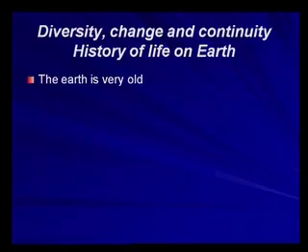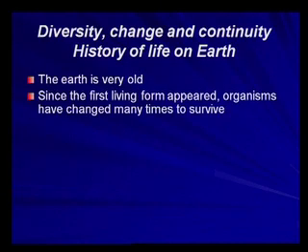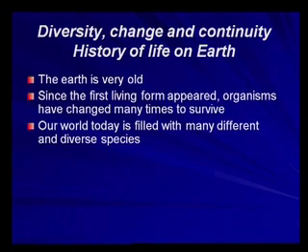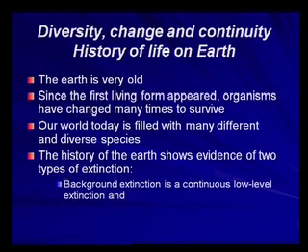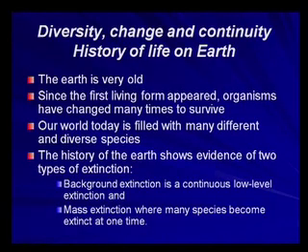Right, the Earth is very old, and since the first living form appeared, organisms have changed many times to survive. Our world today is filled with many different, and as we said previously, diverse species. The history of the Earth shows evidence of two types of extinction. One, background extinction, is a continuous low-level extinction, and then we get the mass extinction, which we're more interested in, where many species become extinct at one time. That's why it's mass, because you're not looking at one, but a whole lot of them. Yeah, but you've got to know those two types of extinction.